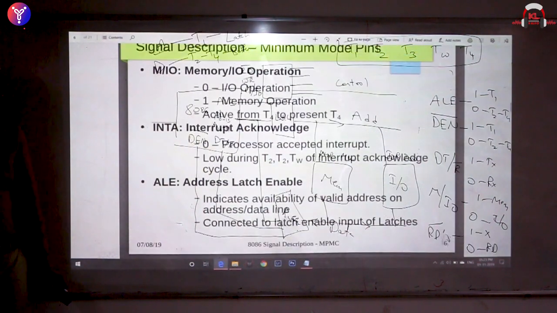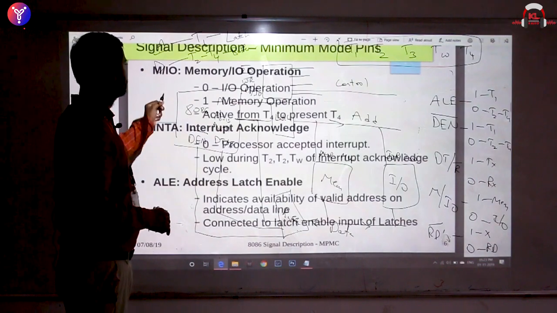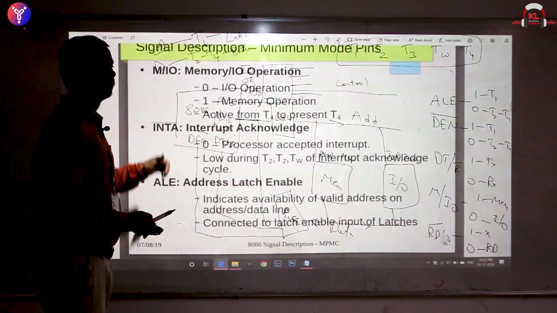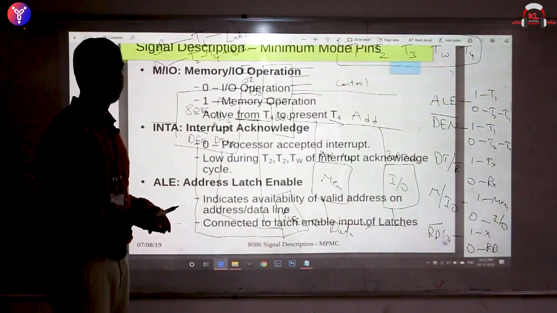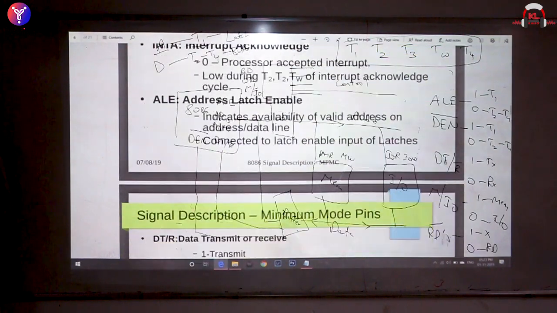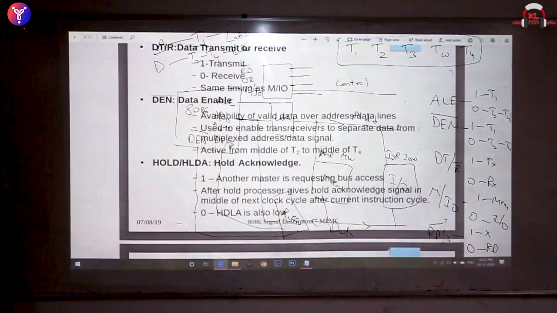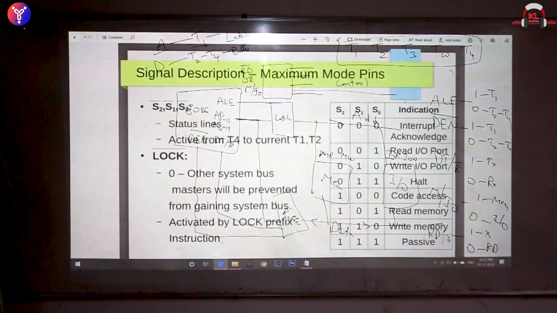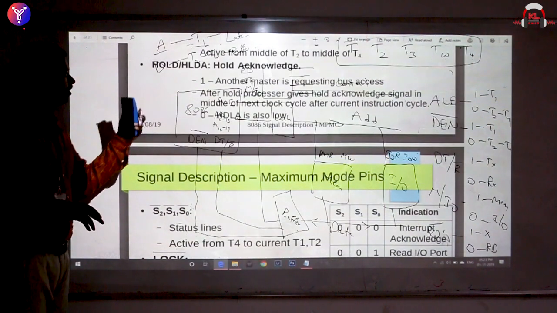So these will be the minimum mode signals. This is a minimum mode configuration diagram we have seen. M by IO is a minimum memory or IO. I interrupt acknowledge, address latch enable. We have one more interesting pin called hold and hold acknowledge.